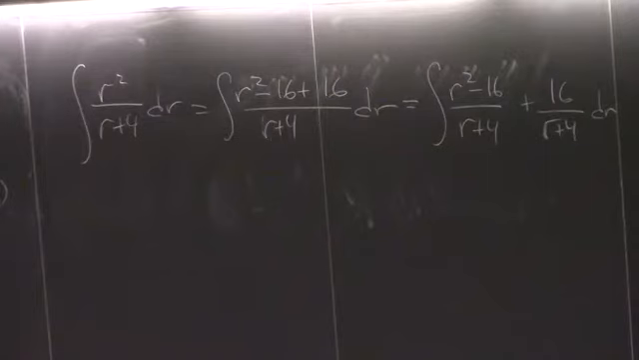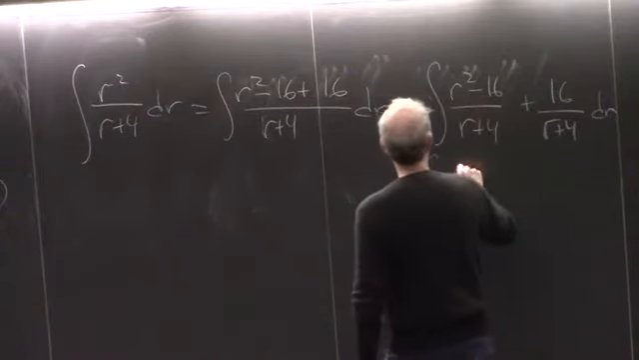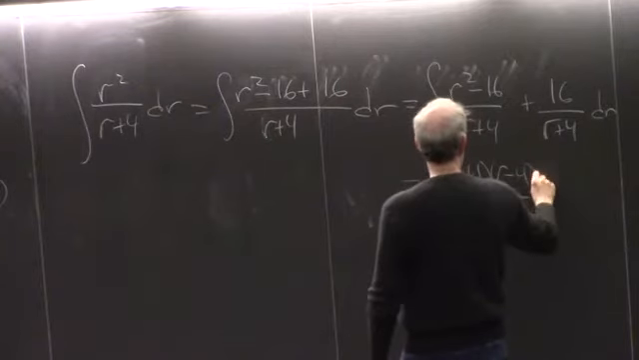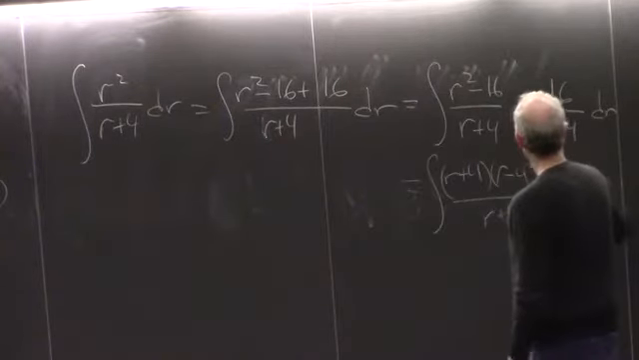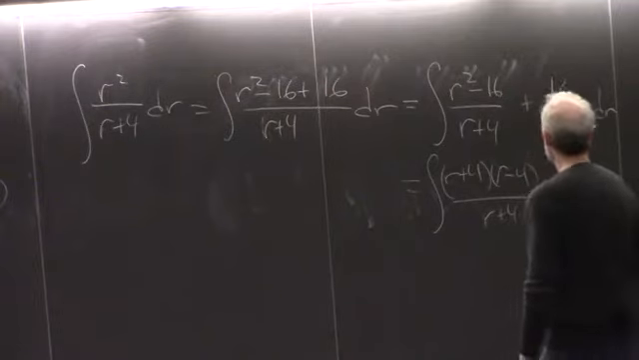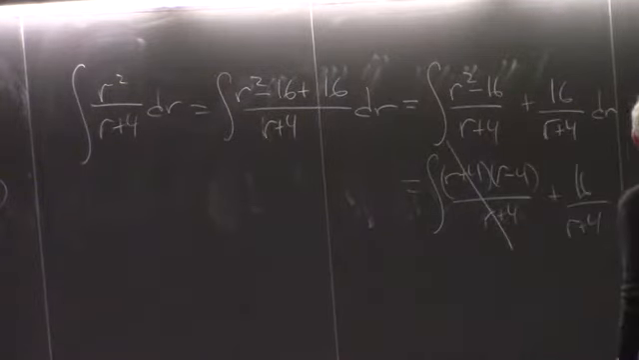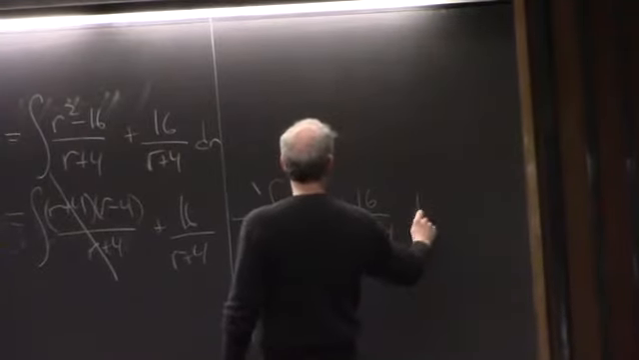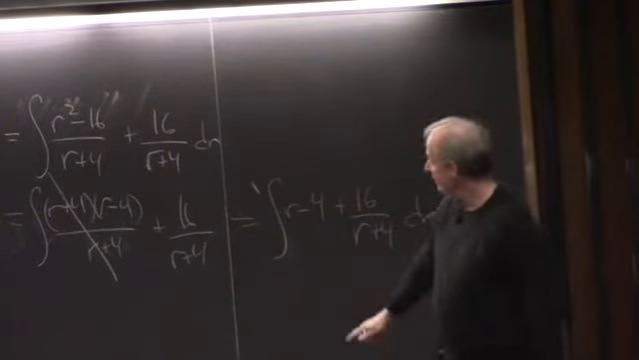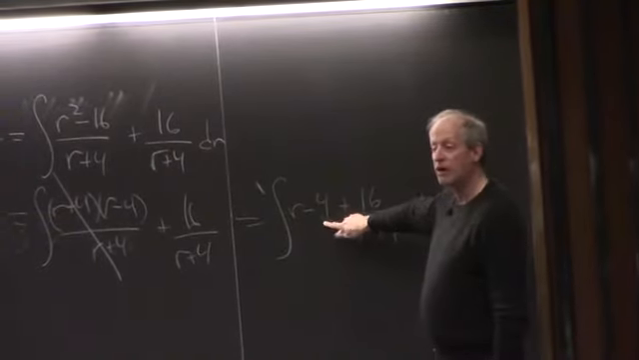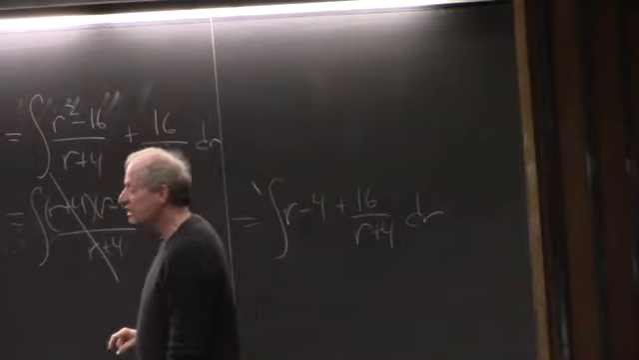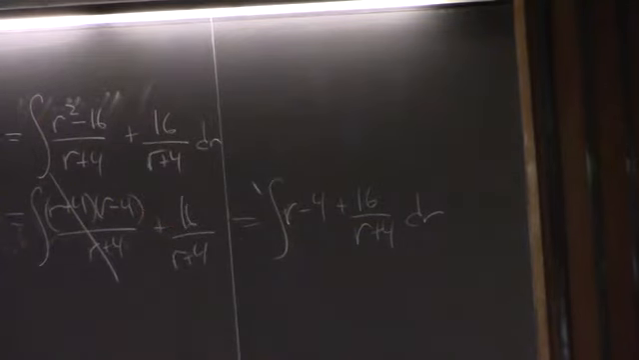Now, does r squared minus 16 factor? R plus 4, r minus 4. I hate making r's. They're very hard to do in chalk. And then those cancel, and this integral becomes r minus 4 plus 16 over r plus 4, which is a very simple integral, right? R squared over 2, minus 4r, plus 16 times the log of r plus 4. Now you say to me, but I would never know that trick. Right? Can you guys see what I did?